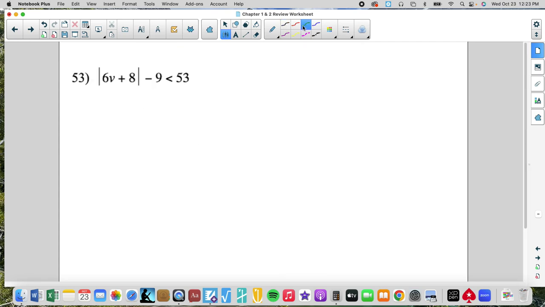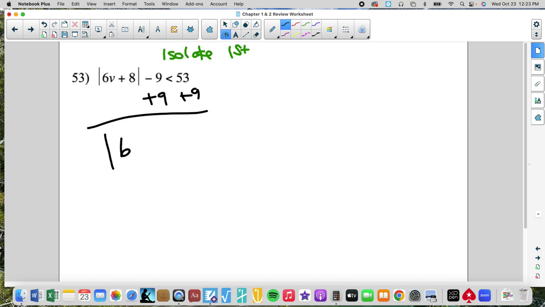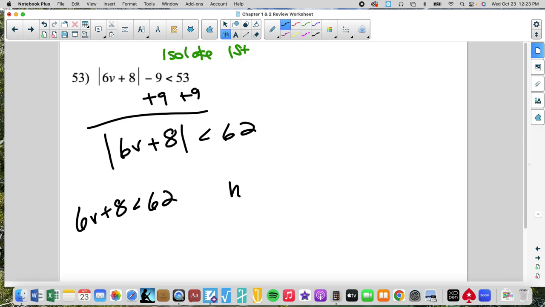Isolate first. So we have to add 9. Absolute value of 6v plus 8 is less than 62. Let's write two statements. 6v plus 8 is less than 62, and 6v plus 8 is greater than negative 62.